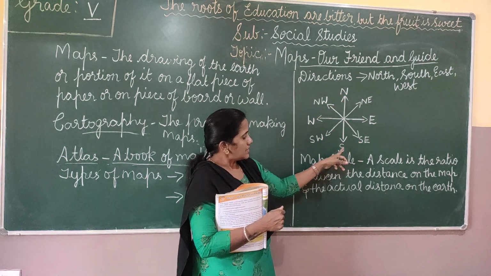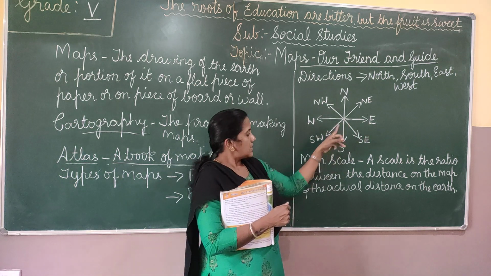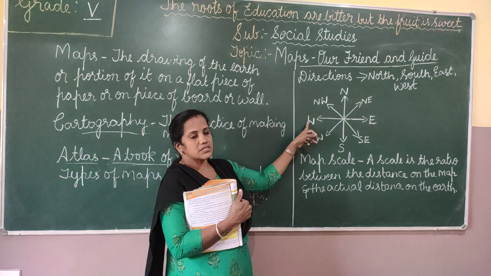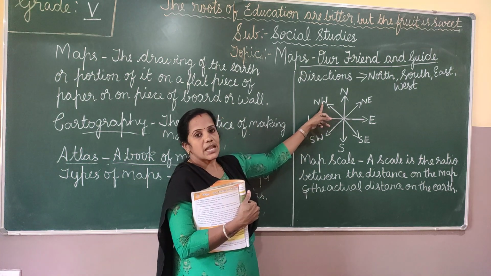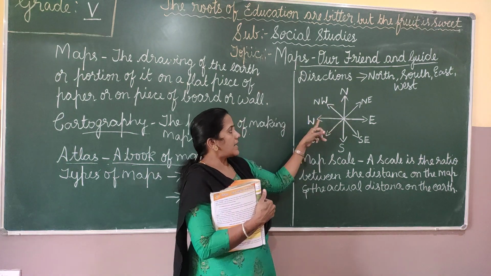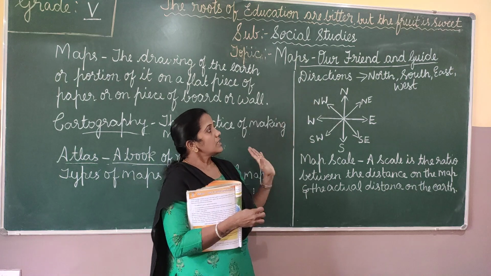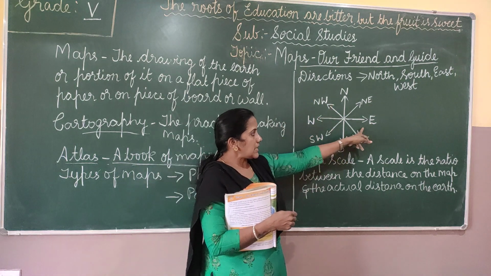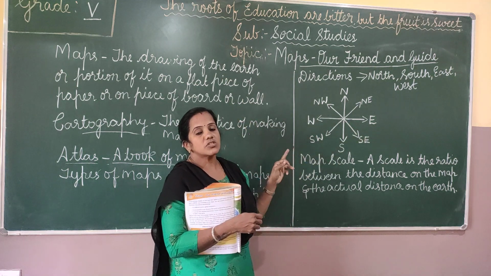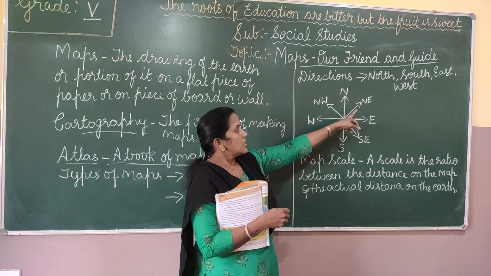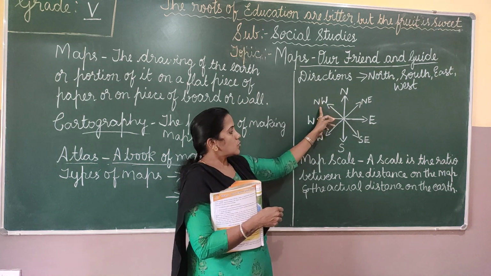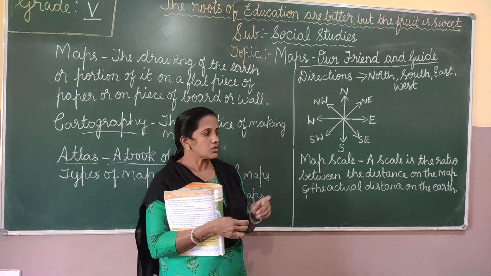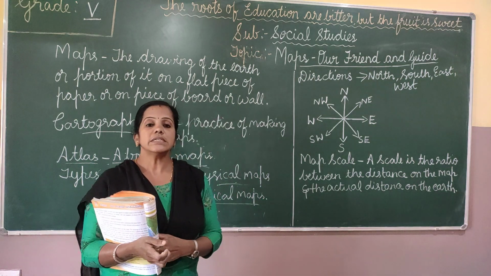Southeast lies between south and east. Southwest lies between south and west. Northwest lies between north and west. So the main directions are north, south, east, west. And which are the four sub-directions? Northeast, northwest, southeast, southwest. Okay children, so this is about the direction.